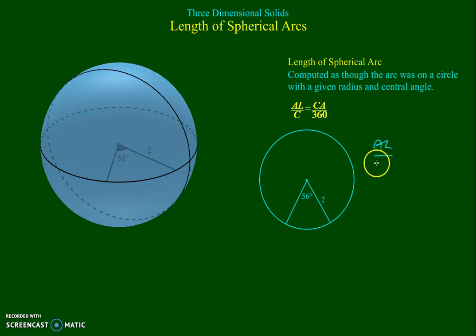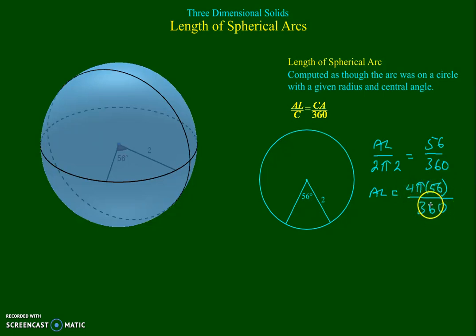is to circumference, which is 2 pi r, radius is 2, as the central angle, 56, is to 360. Now that's all we have to do to solve for arc length, is multiply both sides by 2 pi 2, which is of course 4 pi. So arc length is 4 pi times 56 divided by 360.